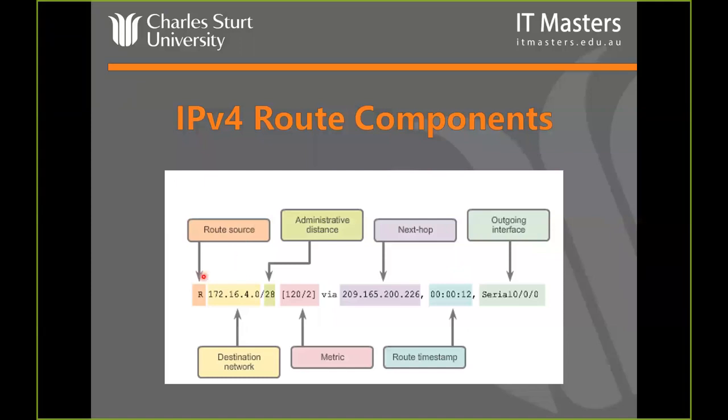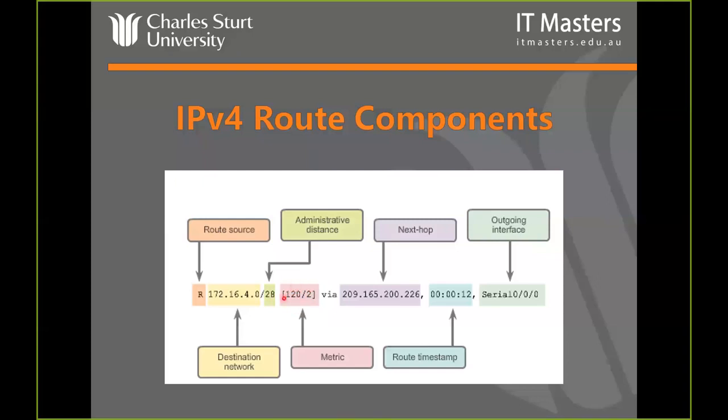So if we look at an entry in a routing table, this graphic here, similar to the one we saw earlier, gives a breakdown of what each component of that route entry is. So I've got a route source, in this case it's RIP, the destination network, the... that's actually incorrect. That's not the administrative distance. That's actually the subnet mask. So that's interesting. This here is the metric.